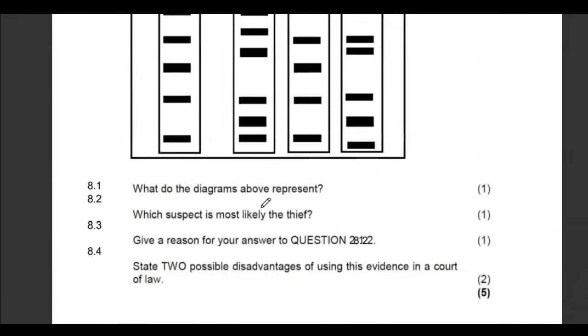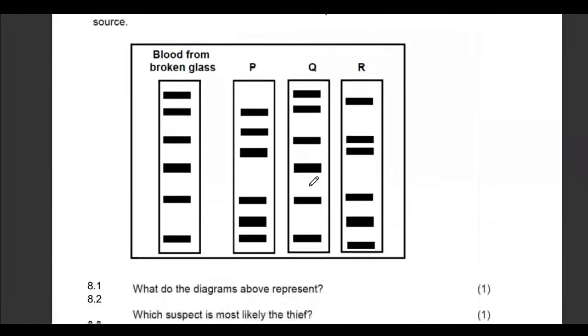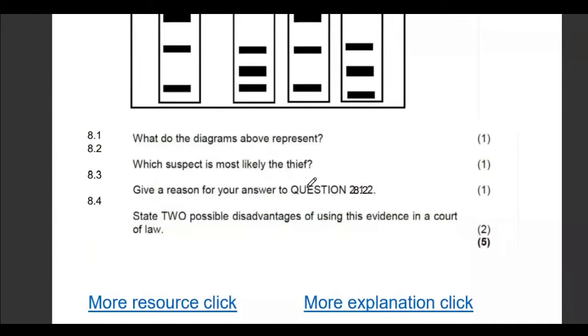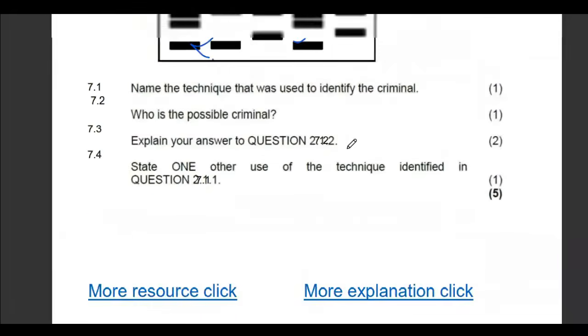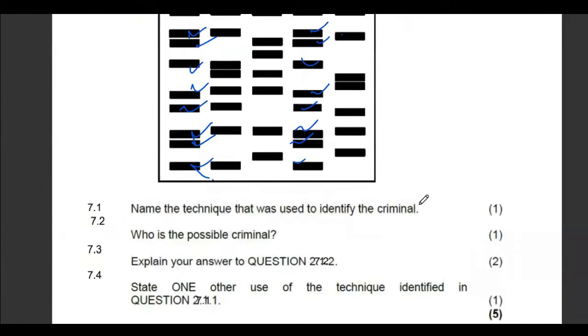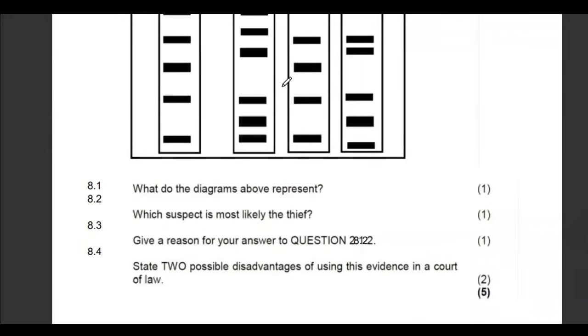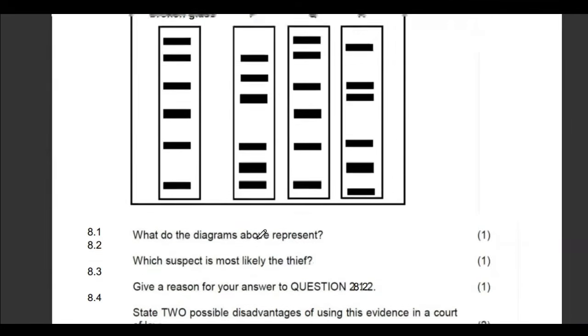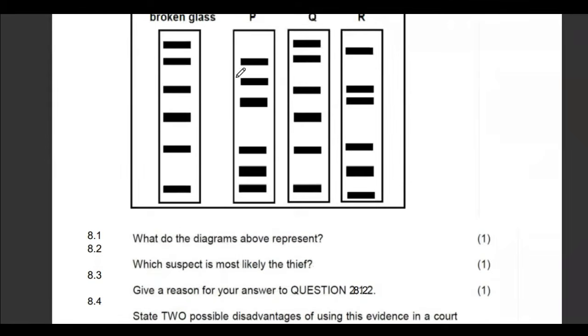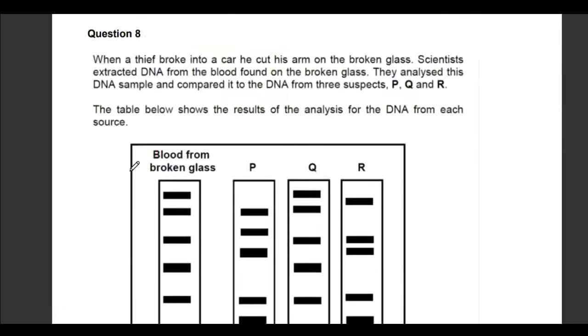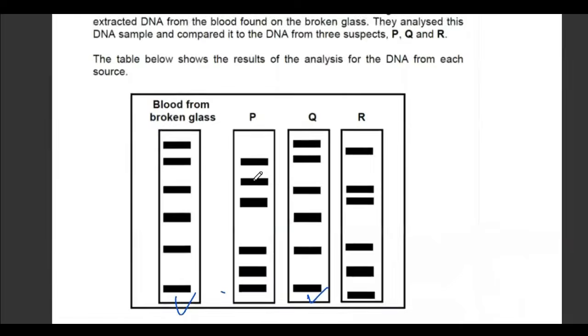Who is a suspect? You know how we have identified it. What diagram is DNA profile? What do the diagrams above represent? They're not asking for the technique, they're asking for the diagram. Therefore, it is DNA profile, not DNA profiling, because where they said name the technique, it's DNA profiling, but here it is DNA profile. Which suspect? Look at the bands and then you match them, and give a reason. If you look at them, you find out that Q is most likely to be the suspect because the bands of the broken glass are matching with that of Q.